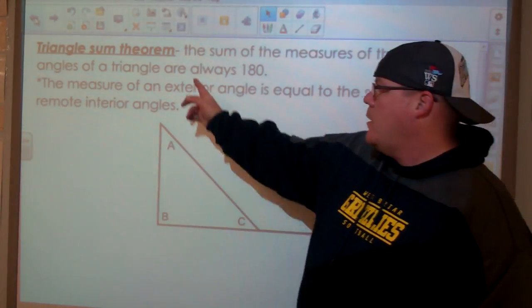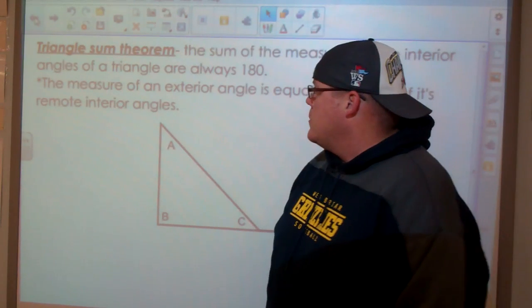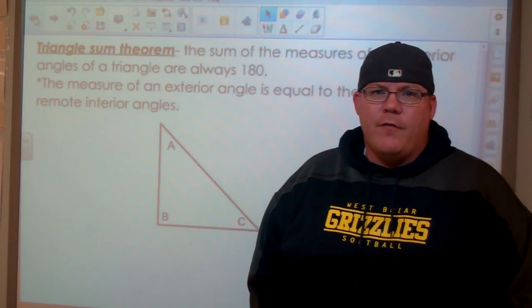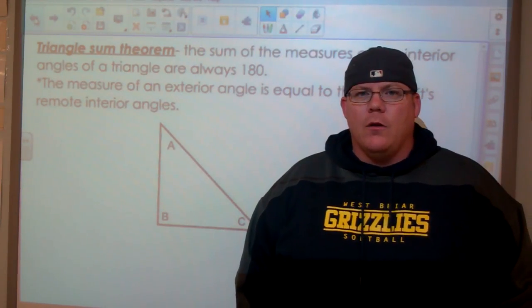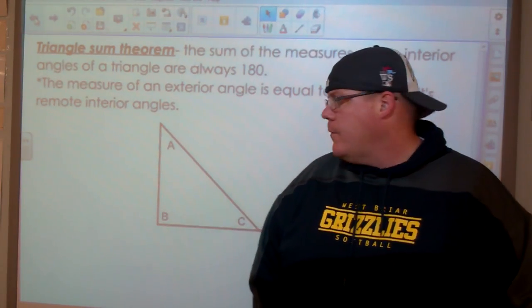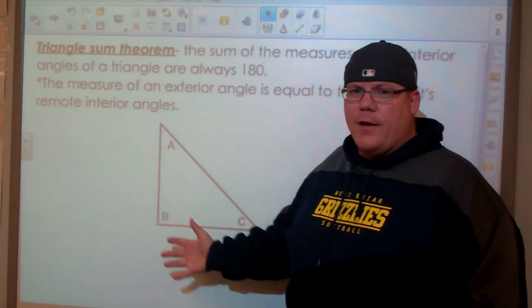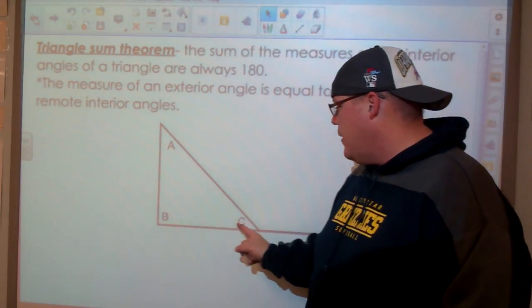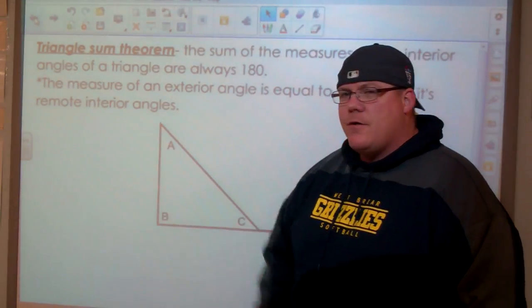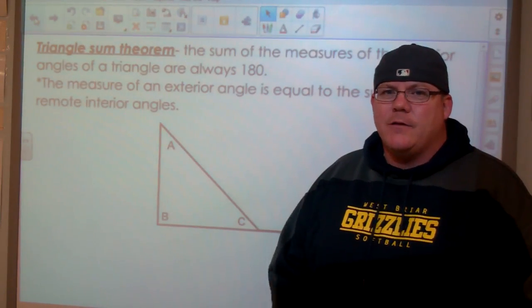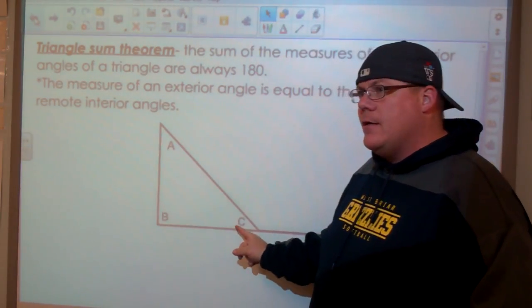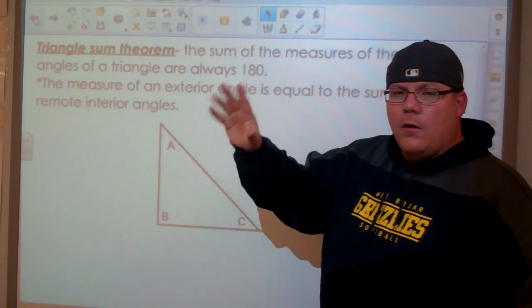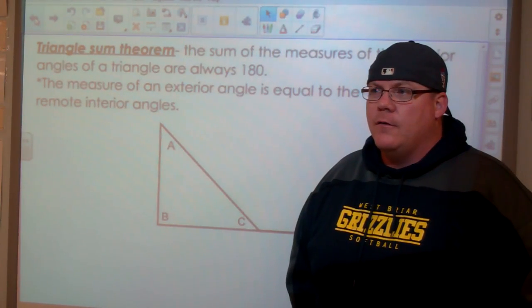So we're going to begin with what's called the triangle sum theorem. The theorem states that the sum of the interior angles of a triangle add up to equal 180 degrees. All right, real simple. If I'm looking at this triangle, you see angle A, angle B, and angle C. These are all interior angles. They're inside the triangle. So the theorem states if I add A, B, and C together, they'll equal 180 degrees.